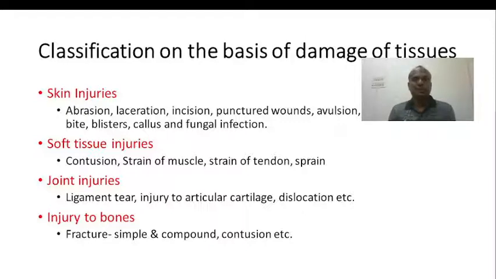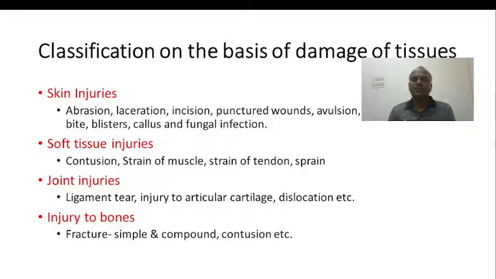We know that this is an epithelial tissue with three layers. It has the epidermis, which is the outermost layer, the dermis, the middle layer, and the innermost layer, that is the hypodermis. Injury to these layers is called skin injury, and there are different injuries in this: abrasion, laceration, incision, punctured wounds, avulsion, frostbite, sunburn, blisters, callus, and fungal infection are some of the common sports injuries.